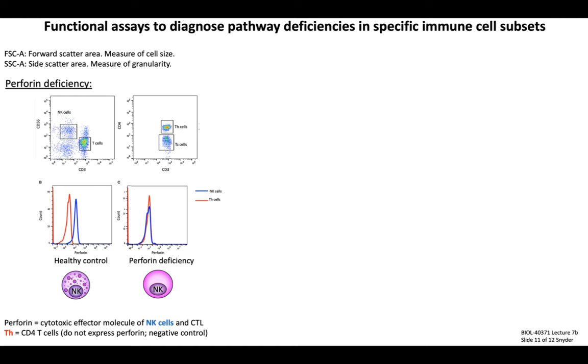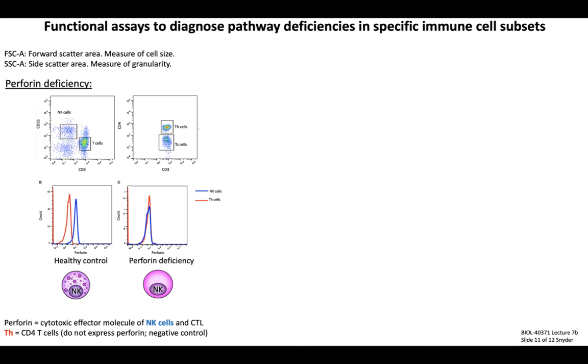In this plot, the top row shows upstream gating of NK cells and T cell subsets, again identifying NK cells through CD56 expression, and then subgating CD3 positive T cells based on CD4 expression. Because CD4 positive helper T cells, abbreviated here as TH, do not express perforin, they are used as a negative control for perforin staining, which the NK cells are then compared to in these bottom histograms. The bottom row shows histograms of perforin expression in both CD4 T cells in red and NK cells in blue. And this compares a healthy control patient on the left to a patient with perforin deficiency on the right.